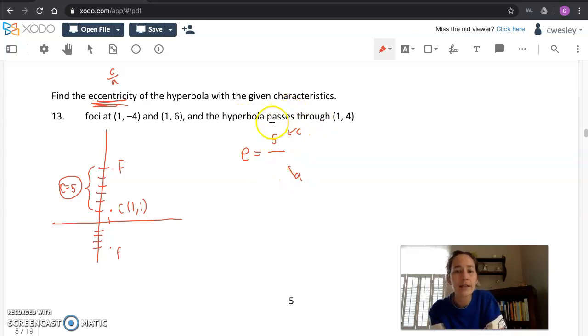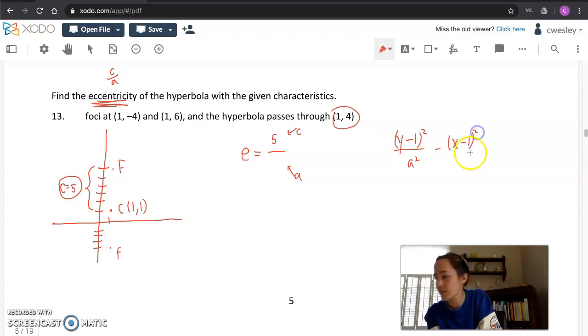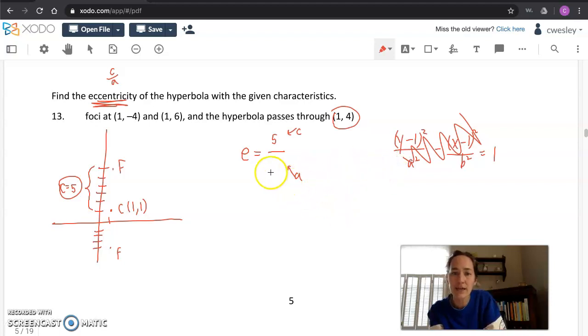Now think about it. Any other time in our studies that we've seen a passes through type of question, like it gives us a point, what we generally do is we start writing out an equation, y minus 1 squared over a squared, which I don't know yet, minus x minus 1 squared, we'll say over b squared equals 1. And we do a plug-in, and that's all well and good. But I don't think we need all of that. We're not interested in getting b. We just want to get a here.